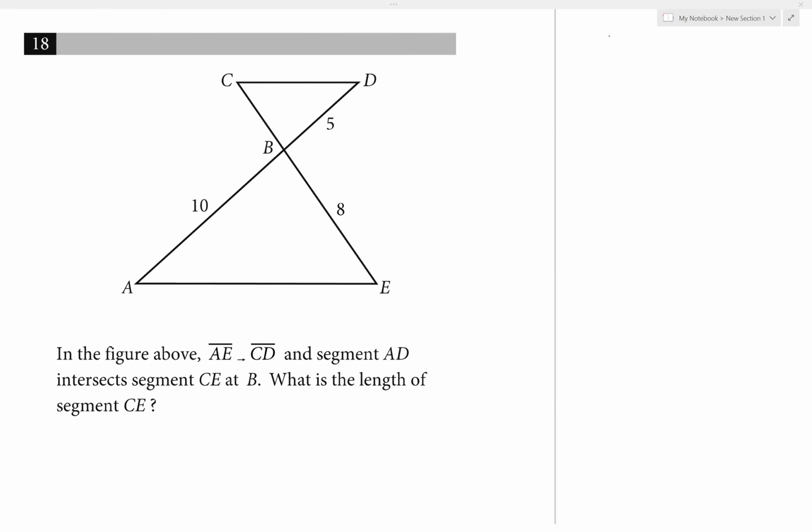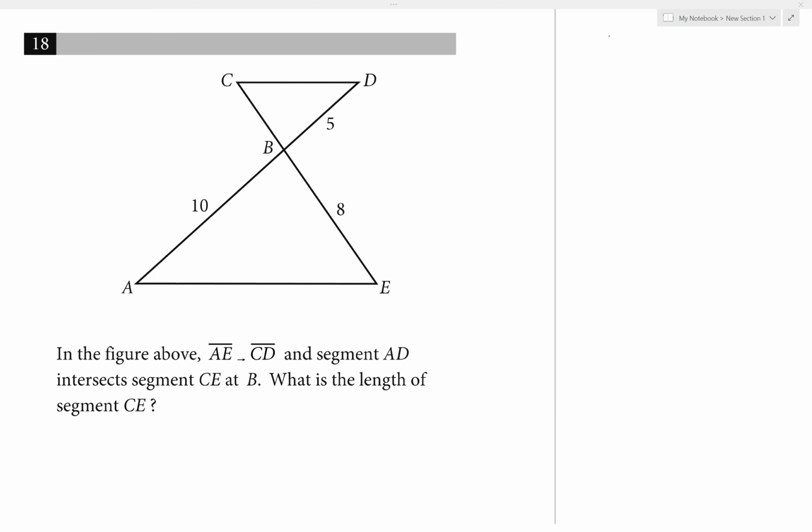All right, let's look at number 18. In the figure above, AE and CD, and segment AD intersects segment CE at B. What's the length of segment CE?